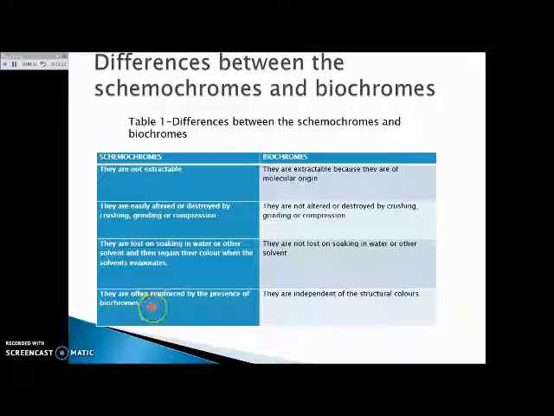Finally, the chemochromes are often reinforced by the presence of the biochromes. However, the biochromes are independent because they are structural colors.